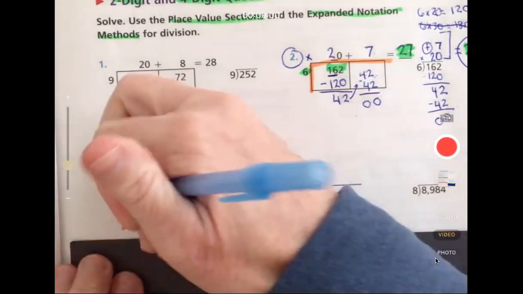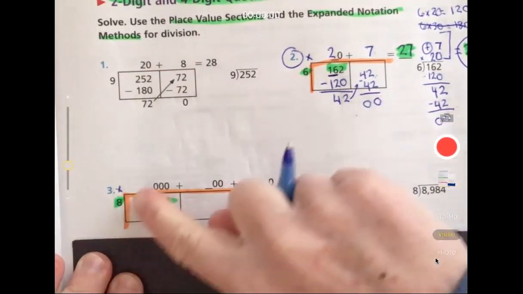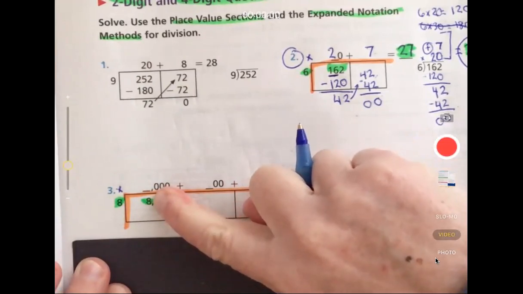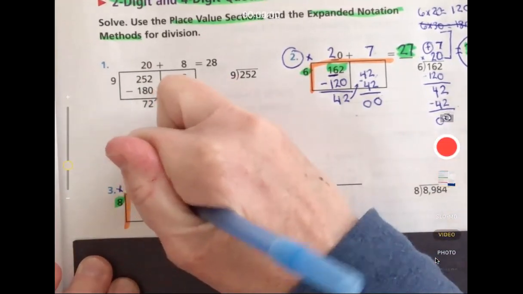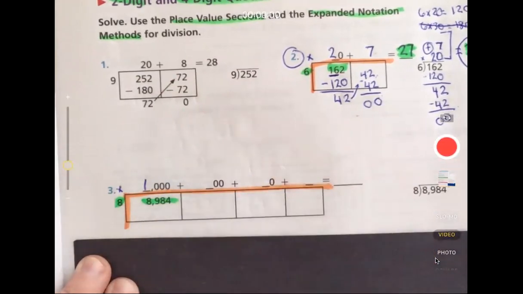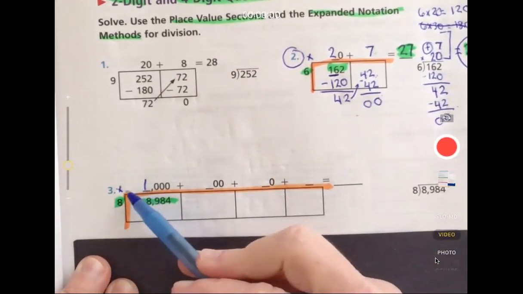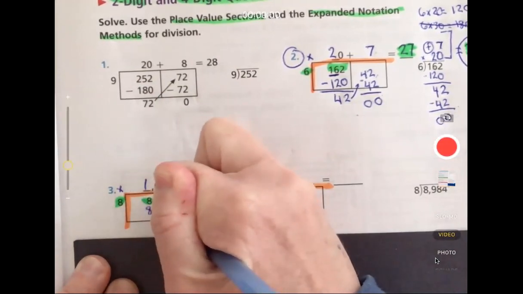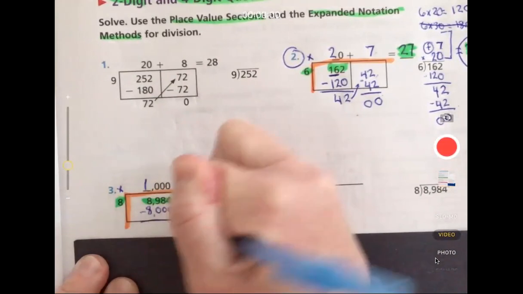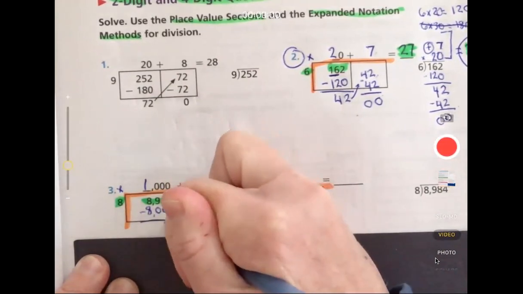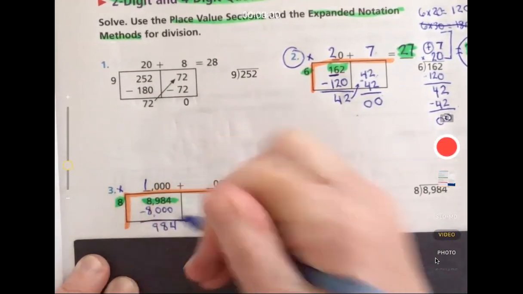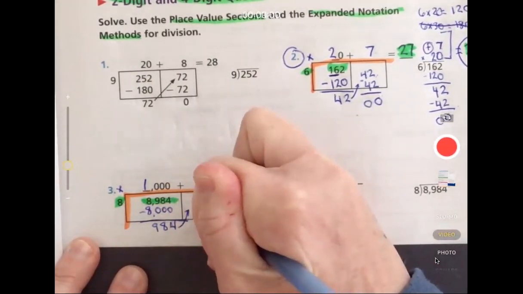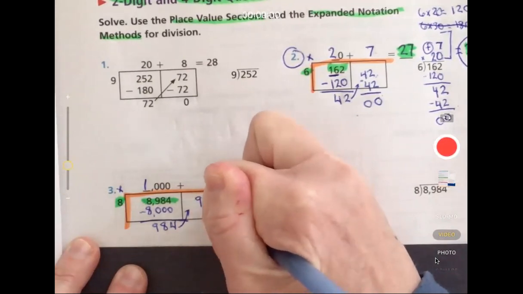I'm saying in my mind, 8 times what gets me really close to 8? I hope you said 1. And because we're in the thousands place, we've got our 3 zeros. 1 times 8 is 8, and we put in our 3 zeros. We subtract. Let's see what we have to move on. Okay, we have 984 left. So we're going to put that into our hundreds place.